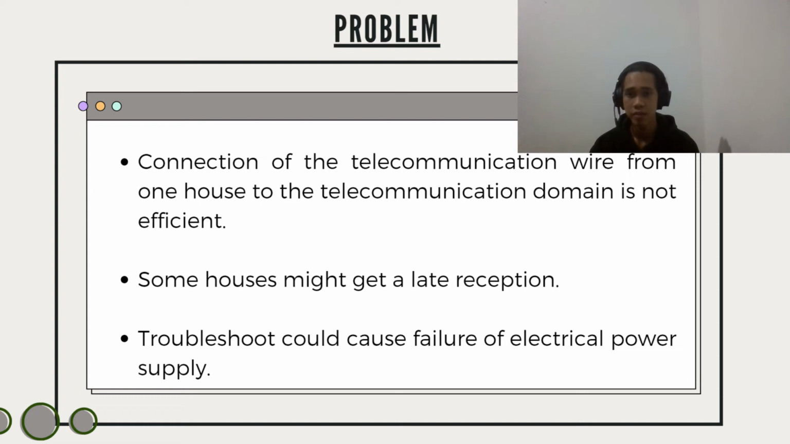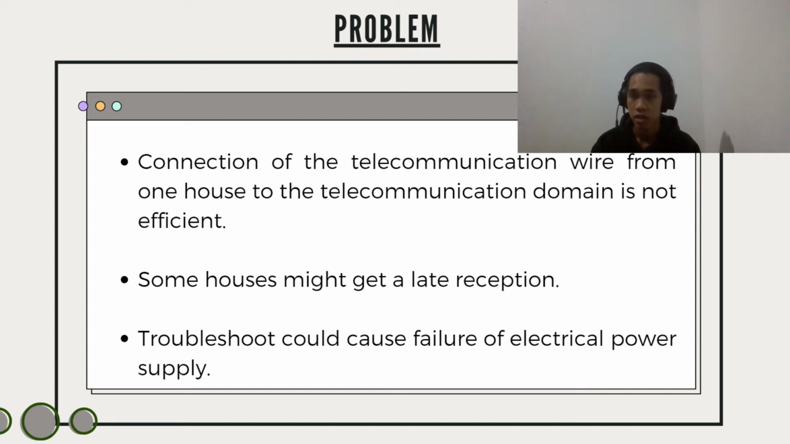Second, some houses might get a late reception, especially the houses that are far from the telecommunication domain location, and some houses that are close to the telecommunication domain location will get a faster reception. So the speed of reception for every house is not equal or balanced.